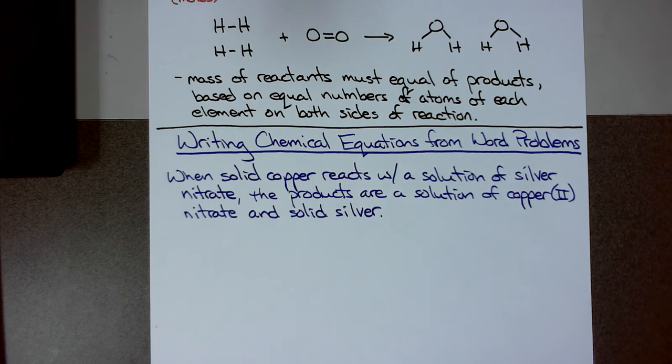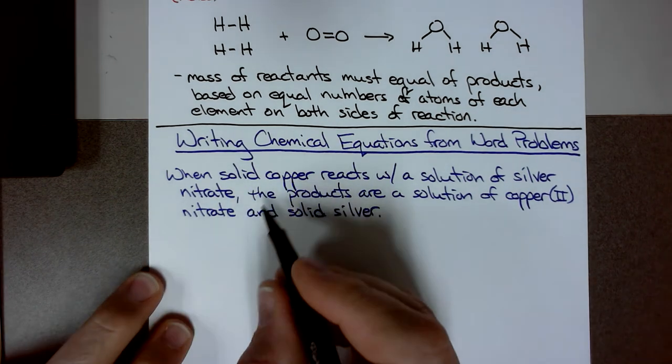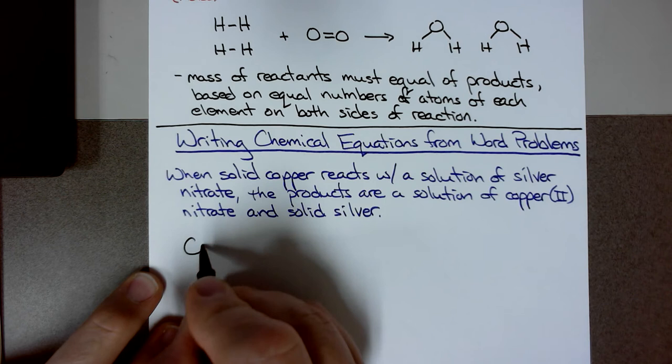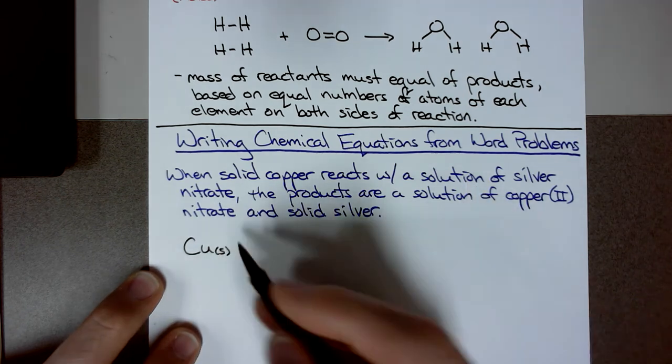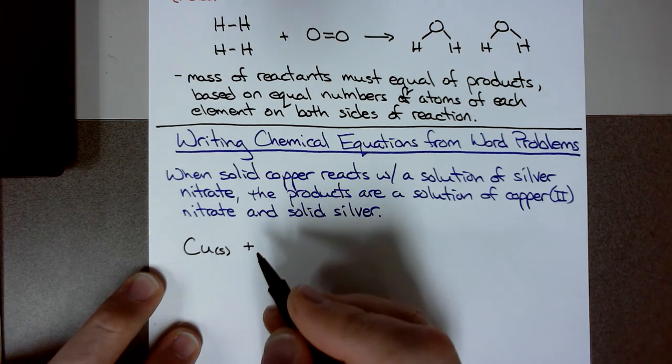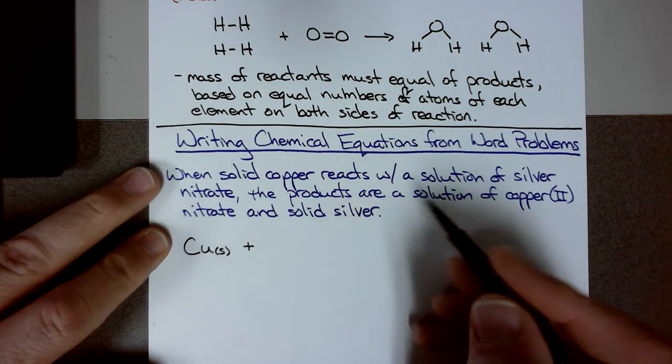So if you don't write the correct formulas, you're not going to be able to balance it. So you got to be careful as you write this down. So let's go through this. And we know that we have solid copper. So copper is Cu, and it's a solid. Reacts with a solution. So we're going to write reacts with, or plus, a solution of silver nitrate.